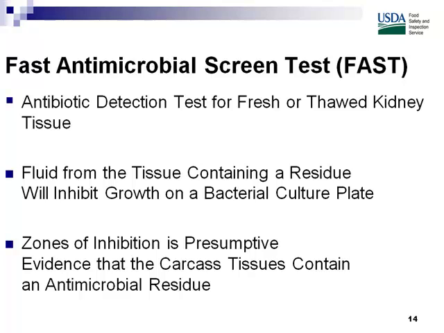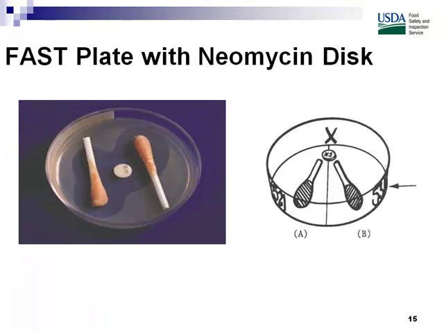You inoculate it with a bacterial spore, and then you set your neomycin disc on the edge of that plate, and you have your swabs that you have swabbed the kidney with, and so it has the beef kidney juice on the ends of those swabs, and you place them so that they radiate away from the neomycin. And then the spores will grow, and that will leave a yellow film on the plate. The area of the neomycin, you will have a zone of inhibition.